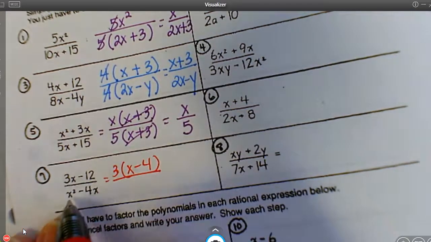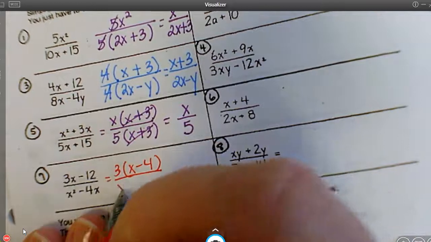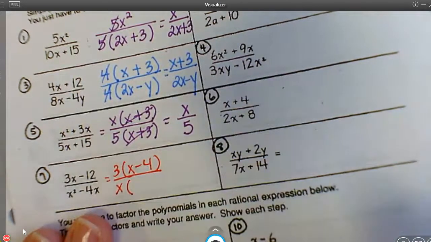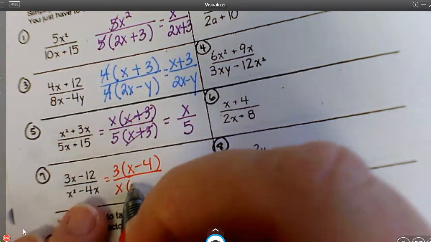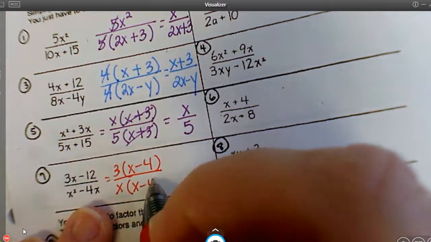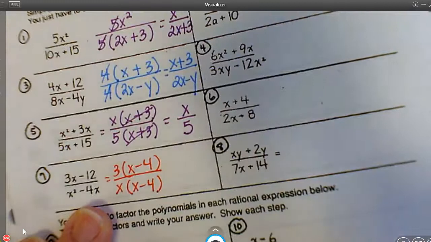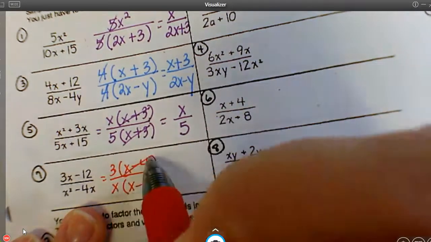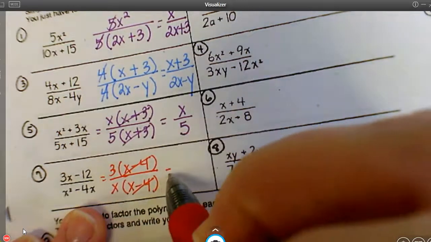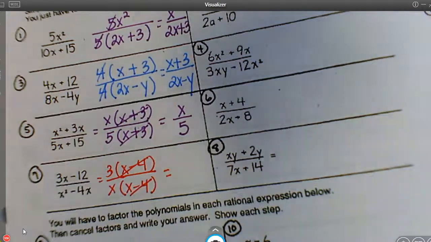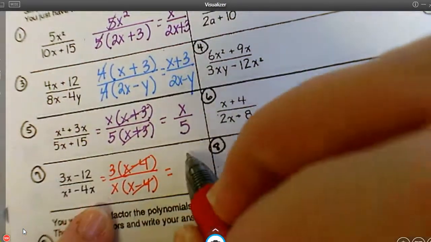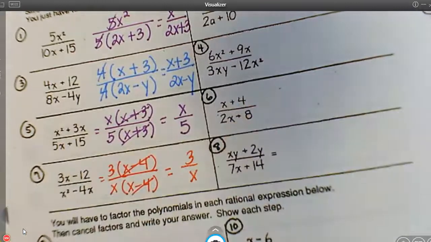On the bottom, it looks like there's an x in common, so I can factor out an x, and I'm left with, get rid of one of the x's each, so x minus 4. Looks like in this case the x minus 4's will go away. You can, like I said, get rid of things outside or get rid of whole factors. That means that we have left a 3 over x, and that's our answer.